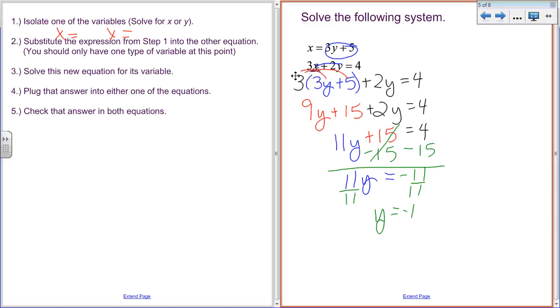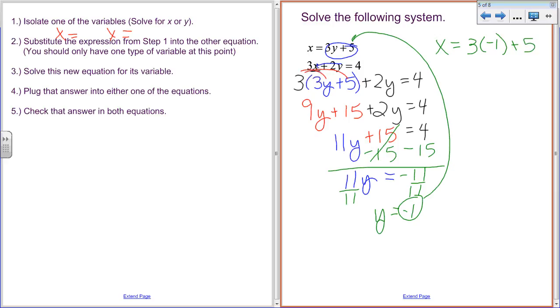The other thing I like to do to help keep myself on track: I plugged the first equation into the second equation, so now I need to plug this into the first equation. So each equation should get substituted into one time each, okay? The first one's getting substituted in as an expression. The second time you do substitution, you're going to the other equation and substituting in a value.